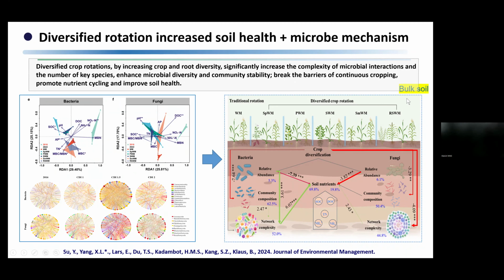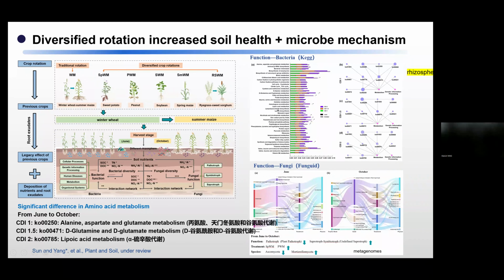So how about the rhizosphere? The rhizosphere is closer to the root, right? It is closer to the root and the root exudate. We found different functions of the microbes, like the bacteria and the fungi. We found a significant difference in amino acid metabolism, and then we got this microbe analysis from the rhizosphere to try to explain how crop rotations can improve soil health and nutrient cycling from the rhizosphere. We got that paper in Plant and Soil; it is under review.